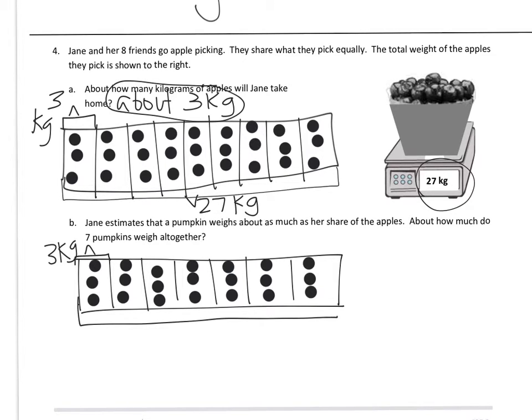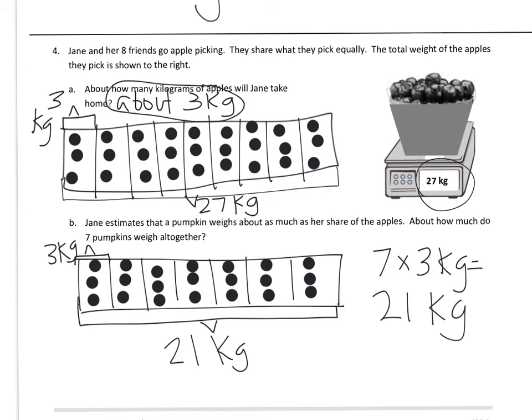My total down here at the bottom is 21 kilograms. 7 pumpkins times 3 kilograms each equals 21 kilograms.